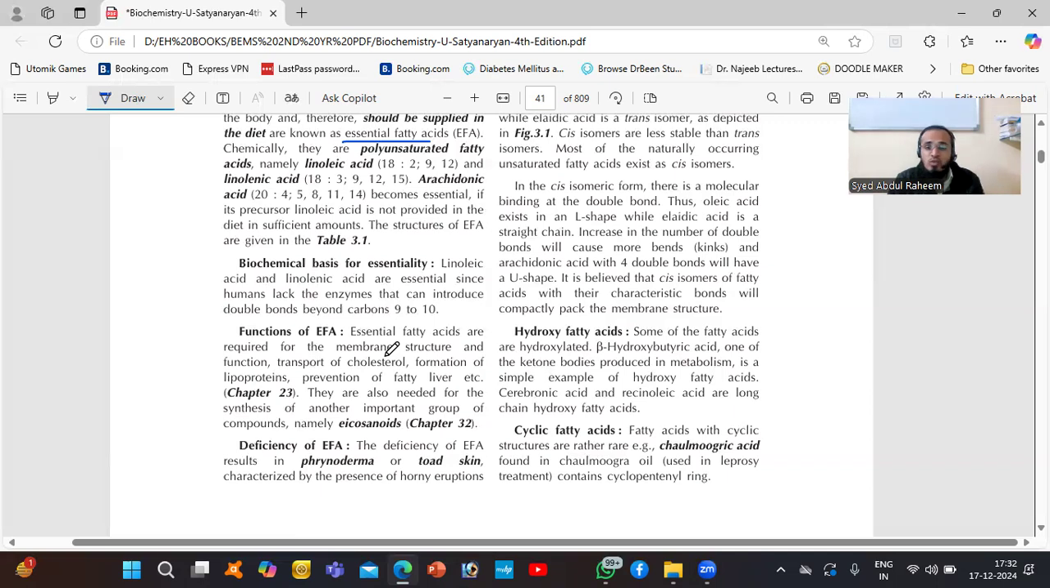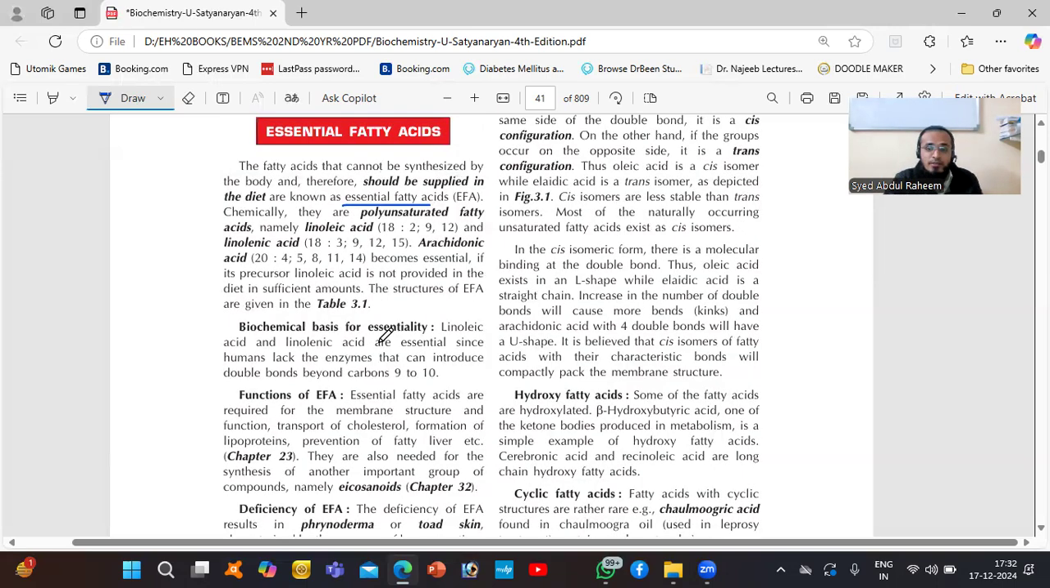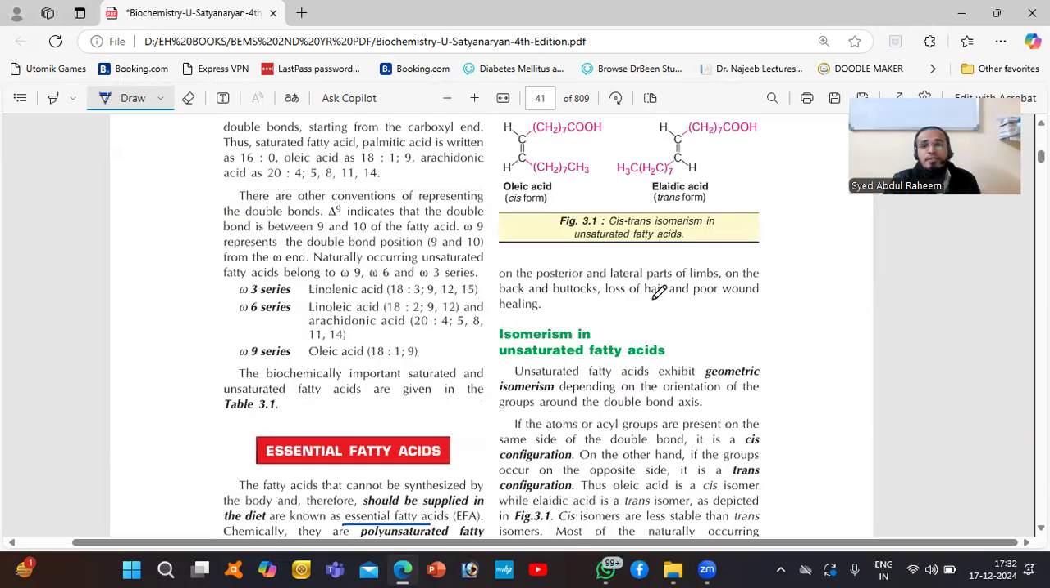If deficiency occurs, what will happen? With a deficiency of essential fatty acids, skin eruptions will occur in the limbs, back and buttocks, hair loss also happens, and there is poor wound healing. So if essential fatty acids decrease in the body because you are not consuming them, fat is also needed, but in pure form, not adulterated form, to prevent skin eruption, skin damage and hair fall, and for healing.